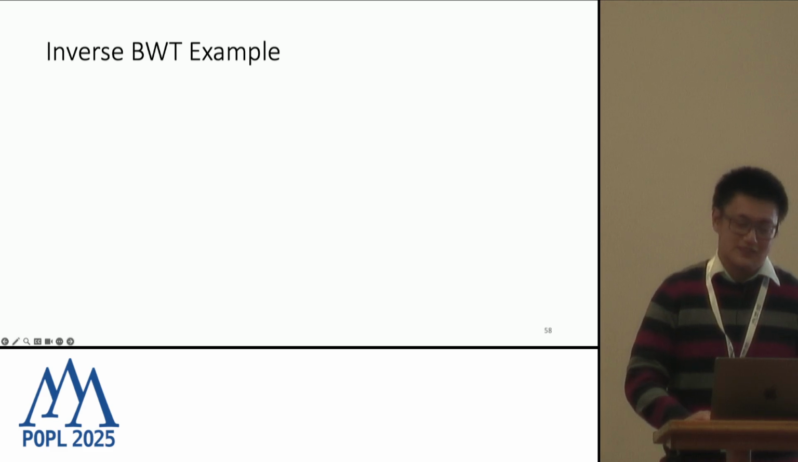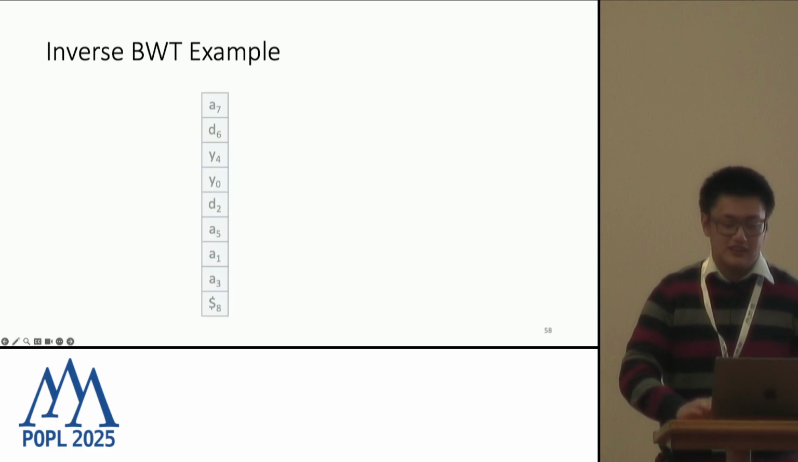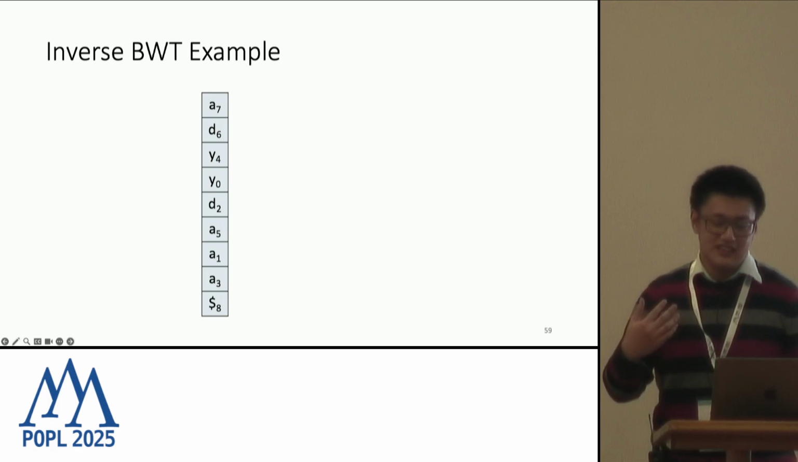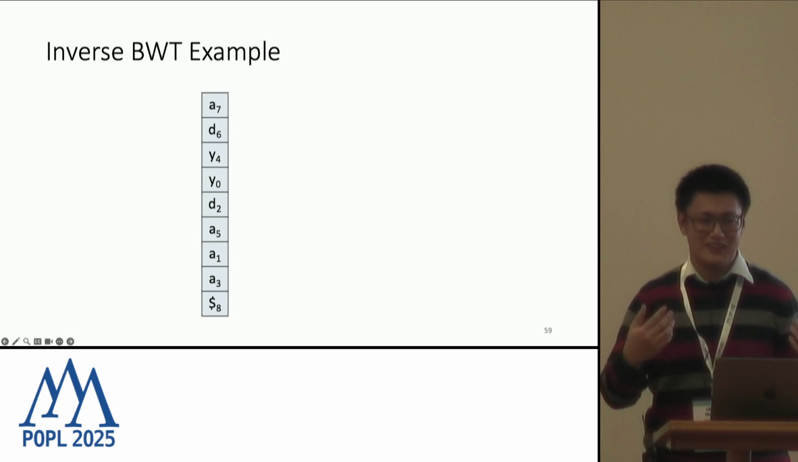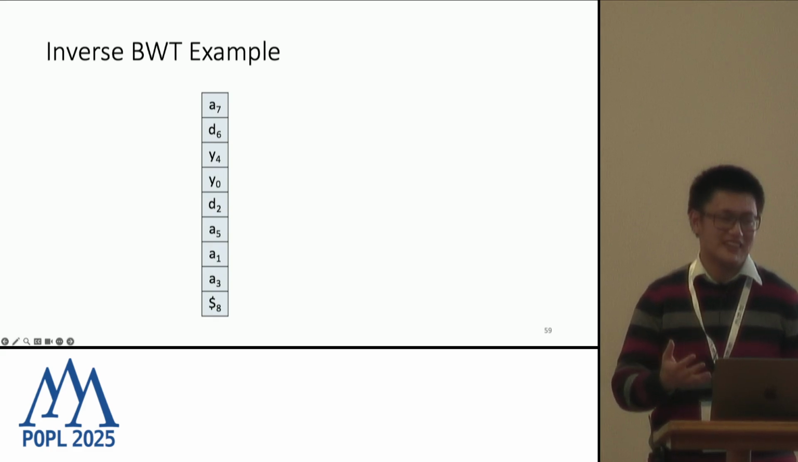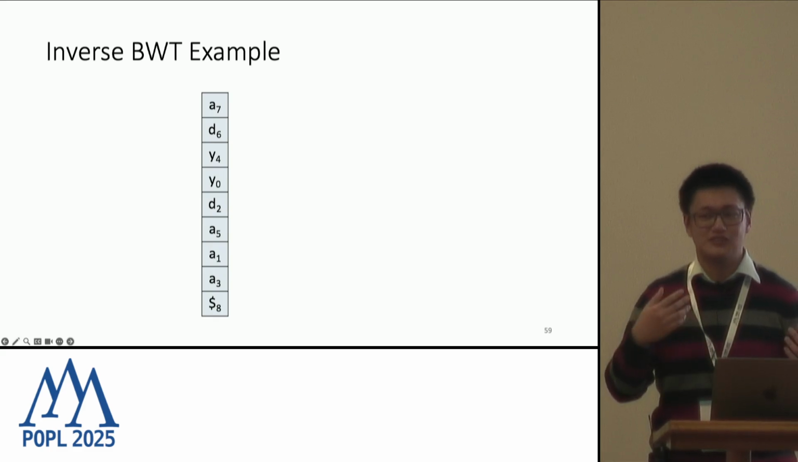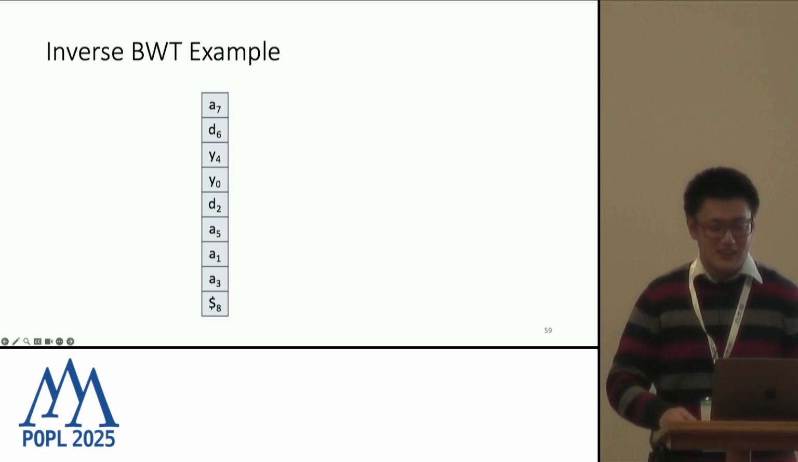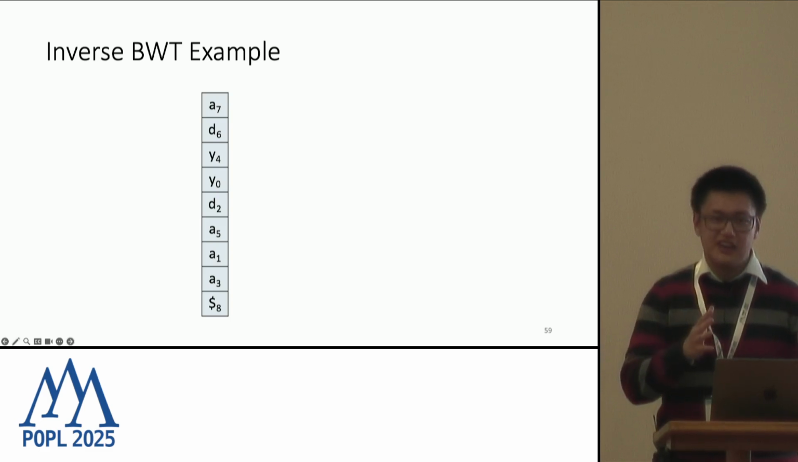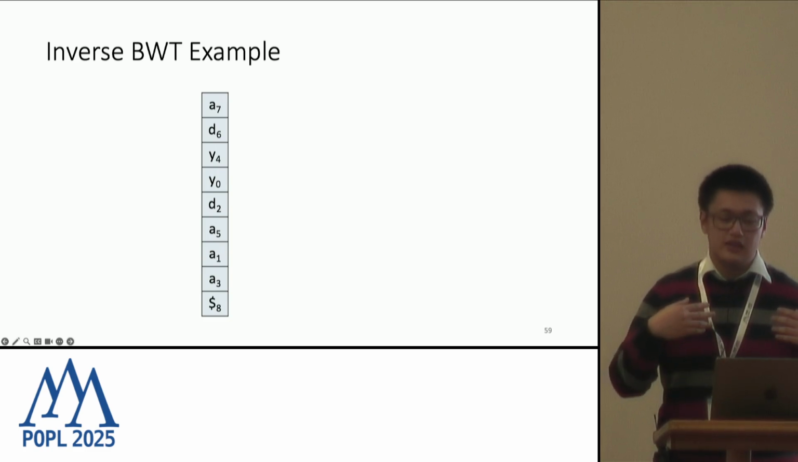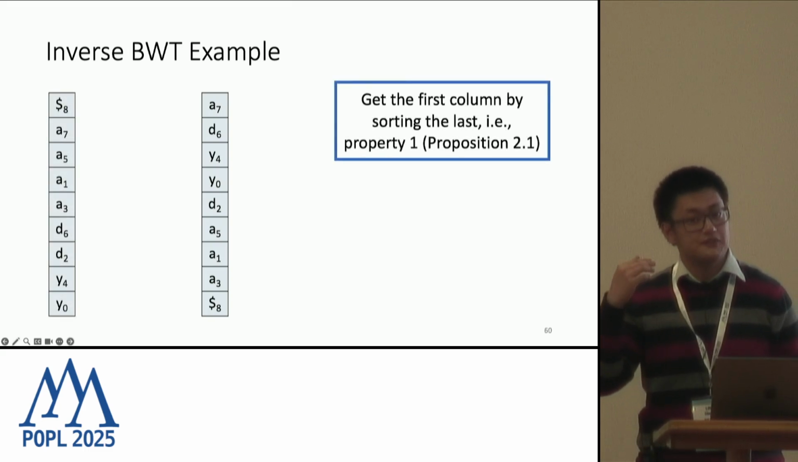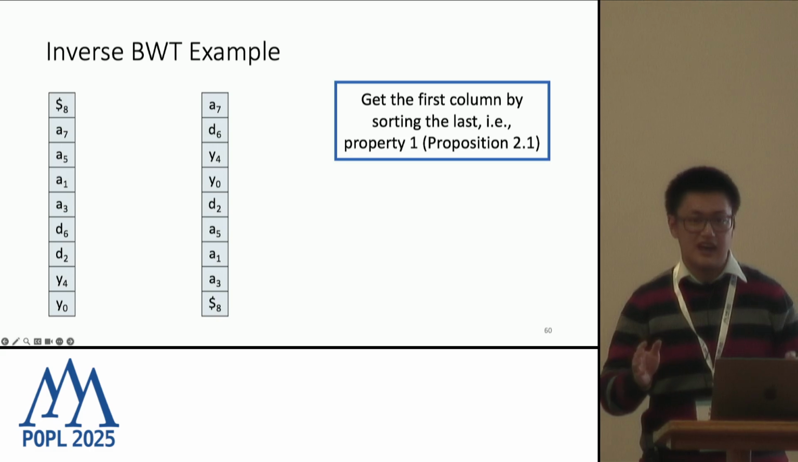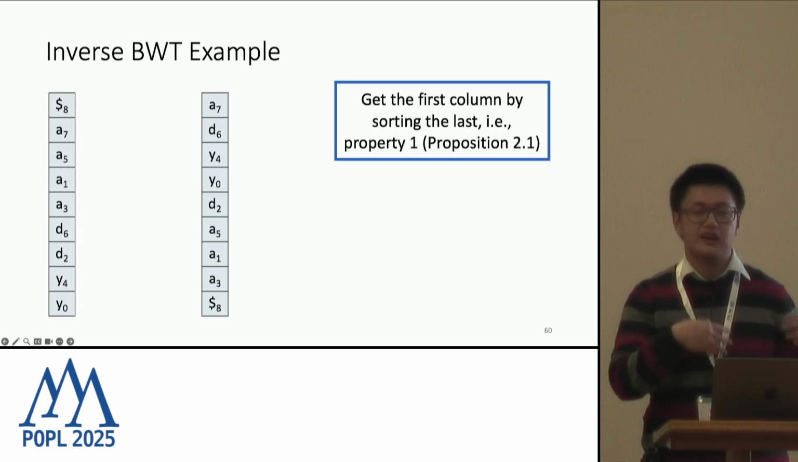So, again, consider the sequence ADY, YD, AA, $, which I think most of you will have realized is just the Burrows-Wheeler transform of yada yada $. But how do we actually invert this? Well, we can use the first property to obtain that first column simply by sorting it.